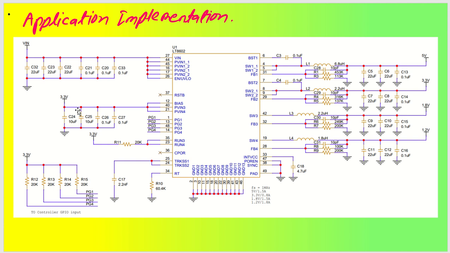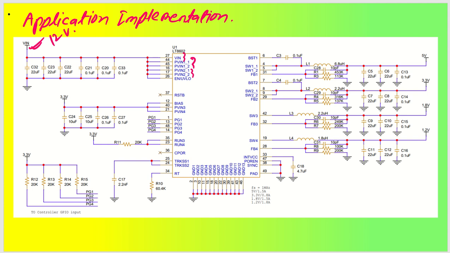Okay, so let us say this is the design that we had done. In the last session also we explained very clearly what my input voltage is. Let us say this is my 12-volt input, and I have given this to VIN and PVIN1, PVIN2 both. PVIN1 has 2 pins and PVIN2 also has 2 pins, and the VIN pin is 1 pin.